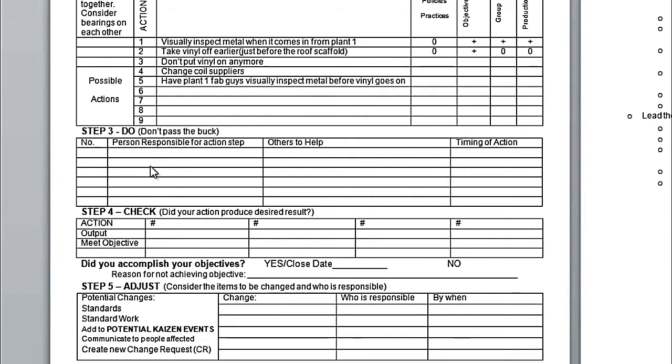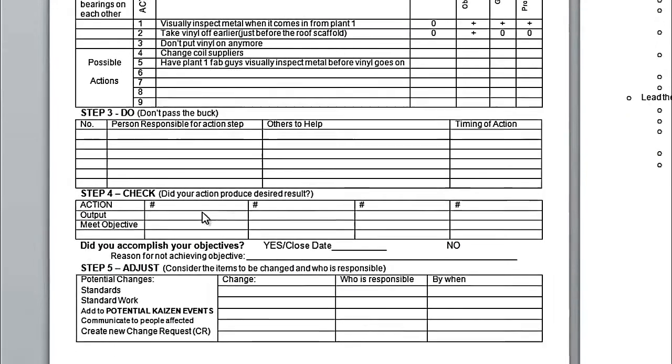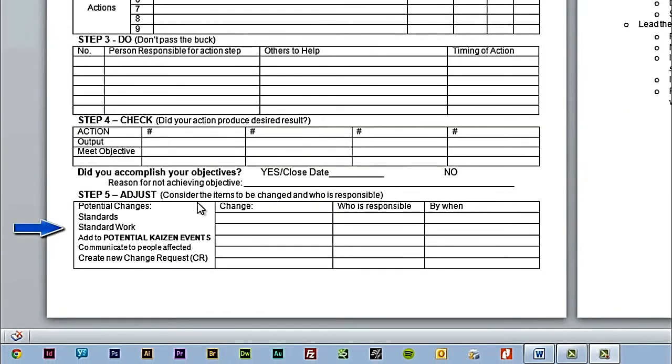Ninth important step is to set up a follow-up meeting so that people have time to do their actions and experiment and see what the results are in the follow-up meeting. 10th important step is to conduct the follow-up meeting. 11th important step is to fill in the adjust section down here.